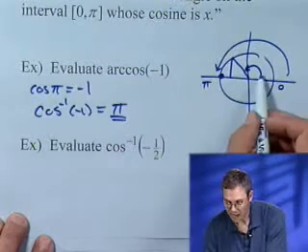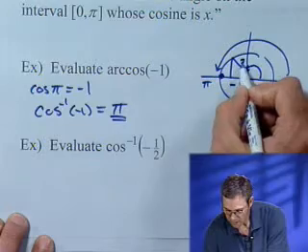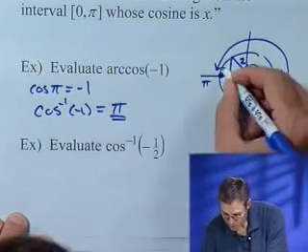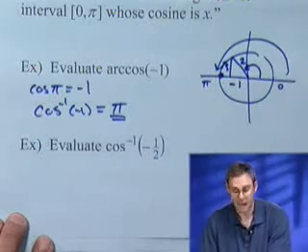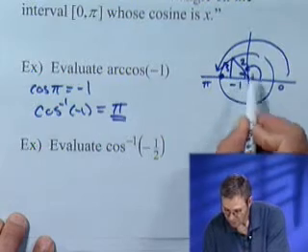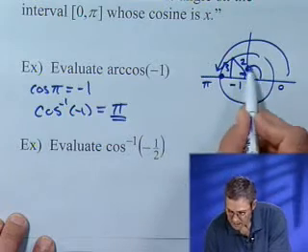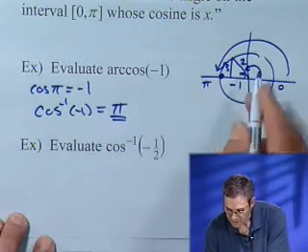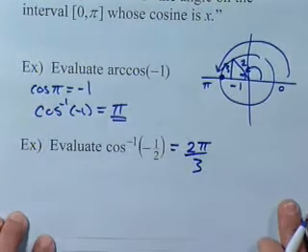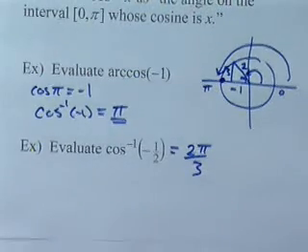So we need to figure out the angle whose adjacent over hypotenuse is -1/2. And of course we know that that's one of our special right triangles. So this is an angle here of pi thirds. So the arc cosine of -1/2 must be this angle, which is going to be 2 pi thirds. Okay? All right, you'll get lots of problems on your homework like that.